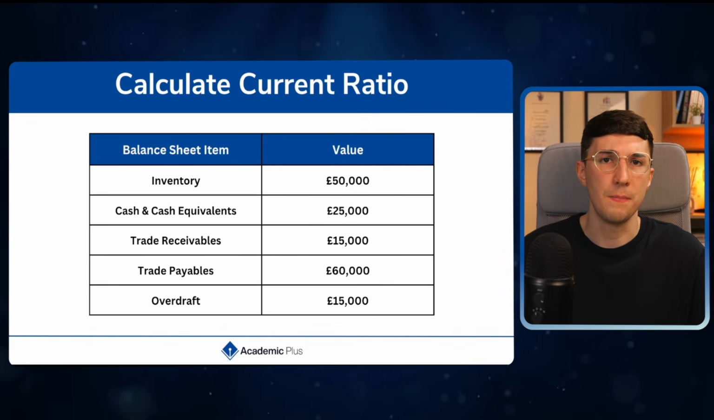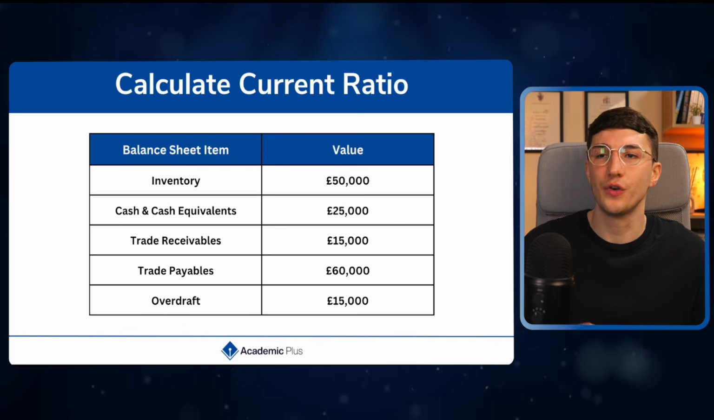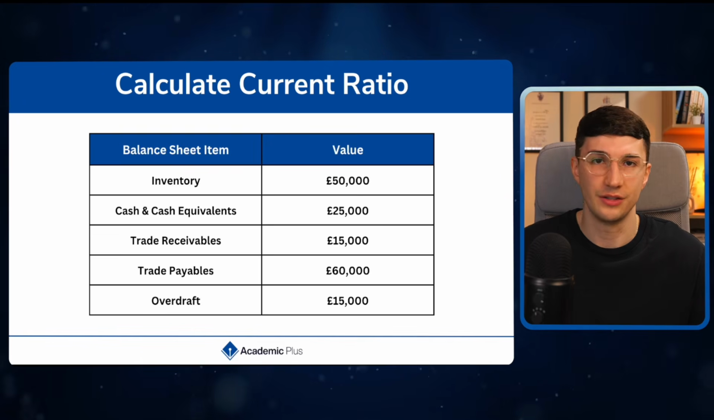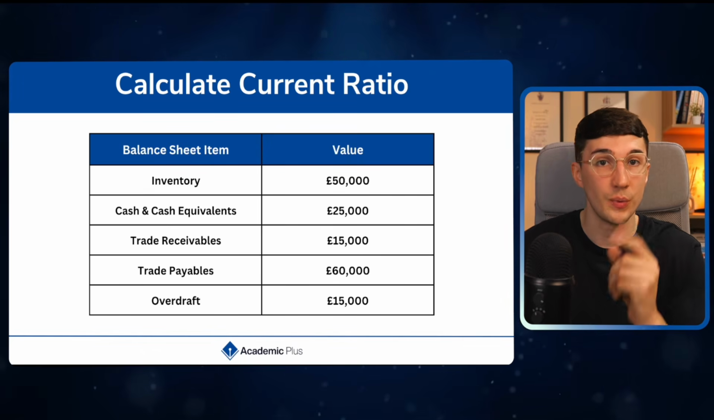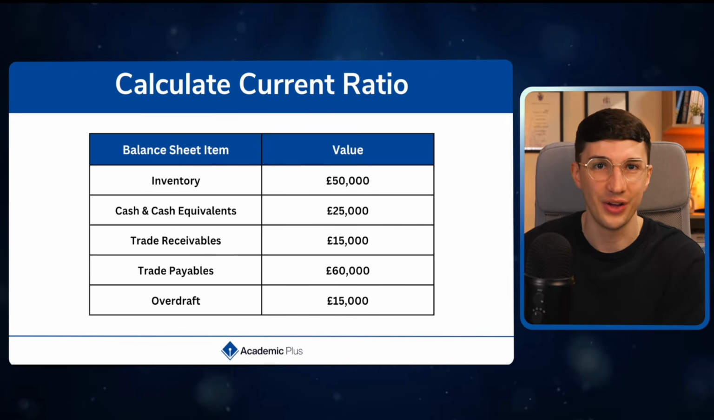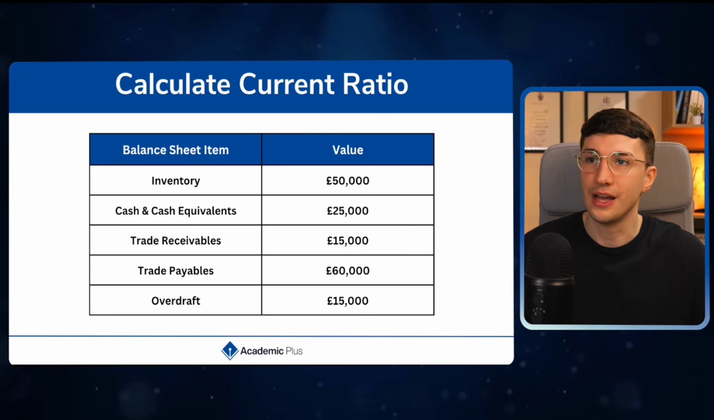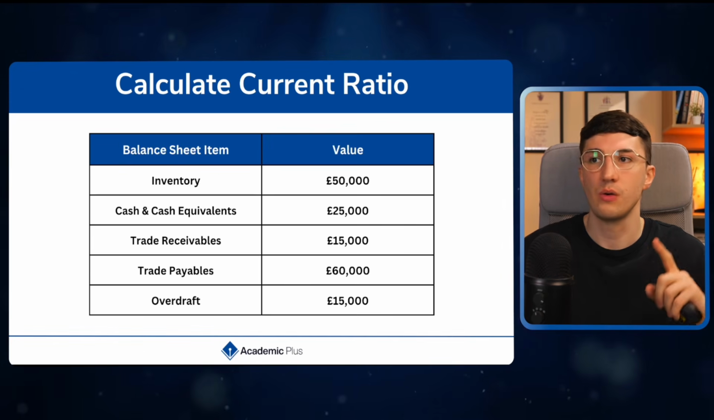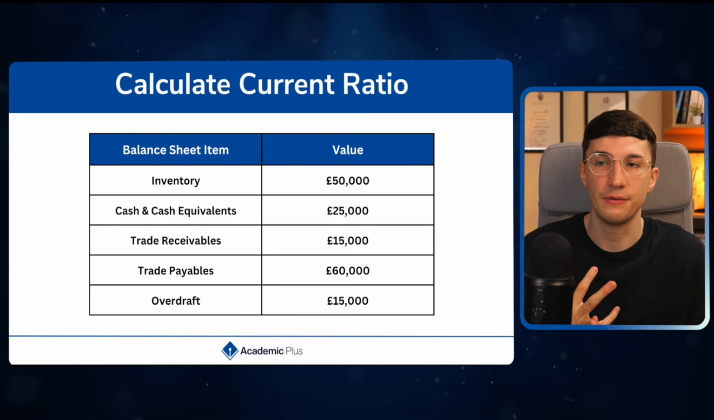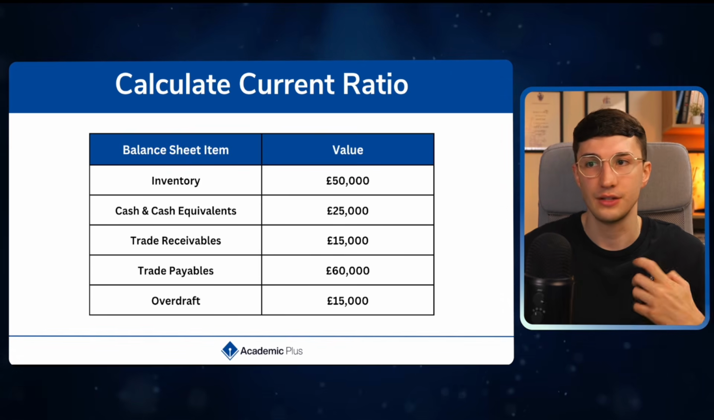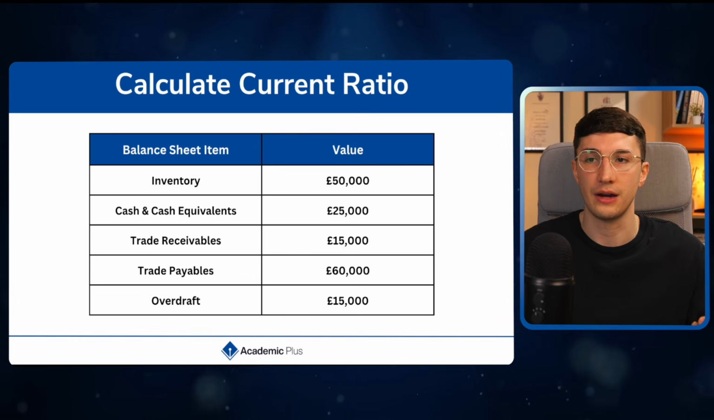An example could be like this. Typically, your examiners are mean and they won't tell you that the current assets are equal to this and the current liabilities are equal to this. They'll give you a list of all the different items on the balance sheet. That's why we need to understand what a balance sheet is first. Looking at this balance sheet, we've got inventory of £50,000, cash and cash equivalents of £25,000, trade receivables of 15 grand, trade payables of 60,000, and an overdraft of £15,000.